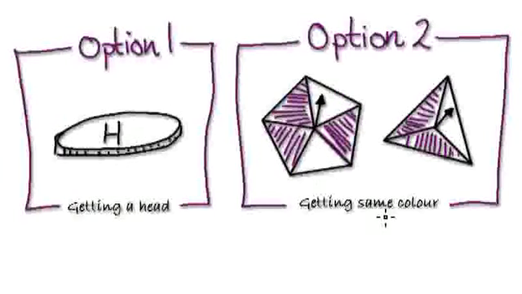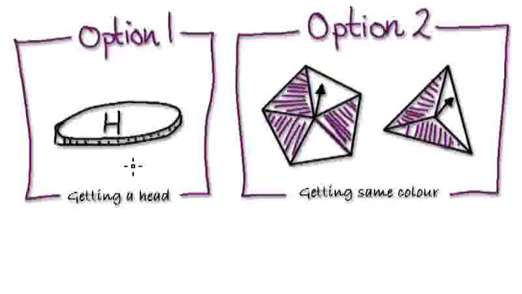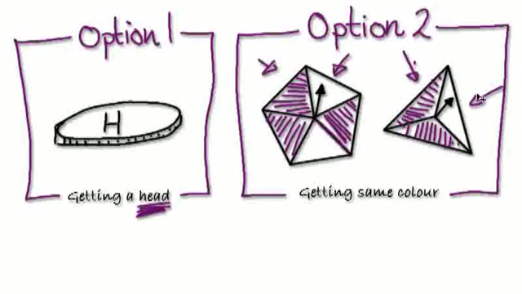Which option would you choose? Would you choose option one, where you flick one coin and you have to get one head? Option two, where you spin two of these spinners and you have to get the same color. Remember, purple and purple is a good outcome. Don't forget about the white as well, white and a white. So that would be a good outcome.